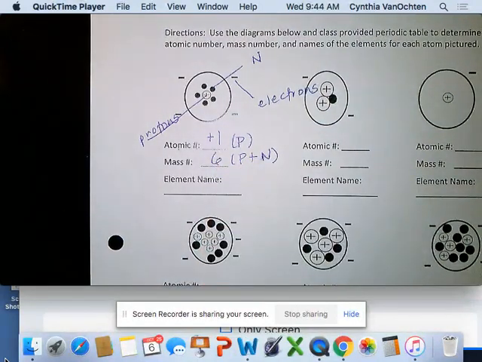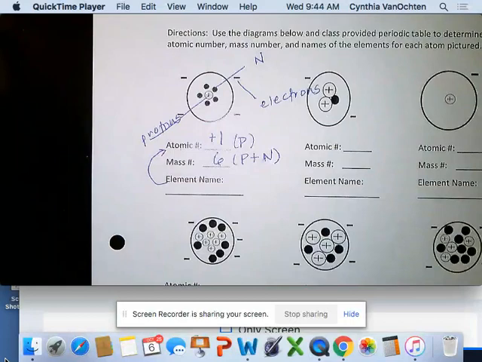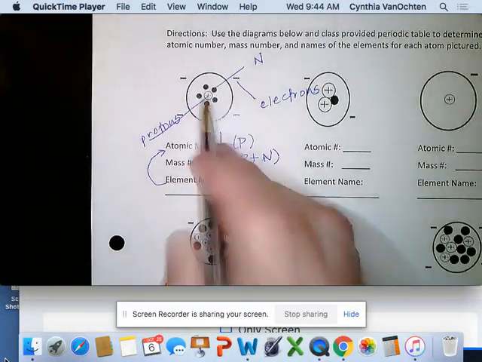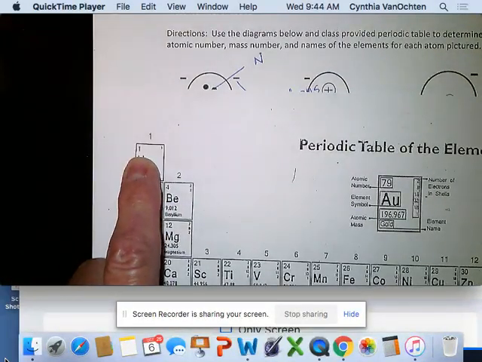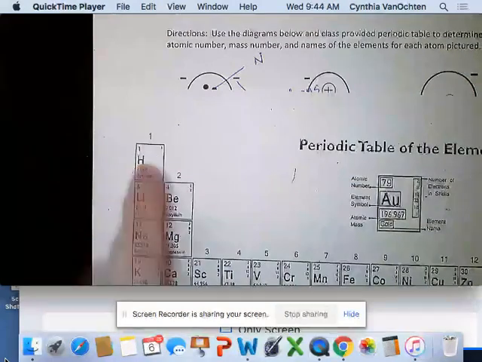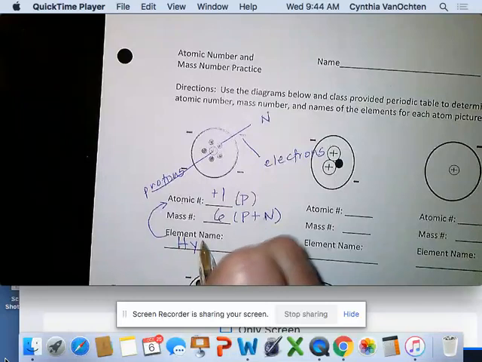And then, Randy, we identify the element based on the atomic number, okay? So our element name, because we have 1 proton and the element that has a 1 as its atomic number is hydrogen. So that element that we're naming then is hydrogen.